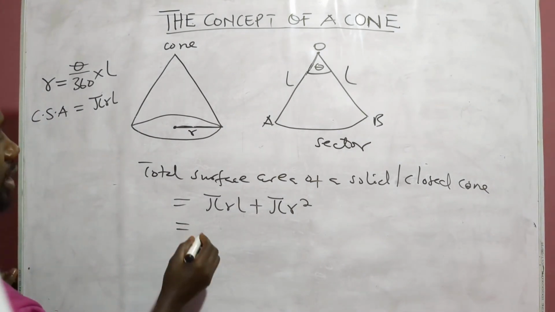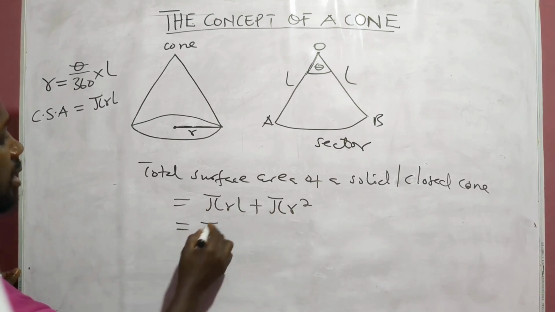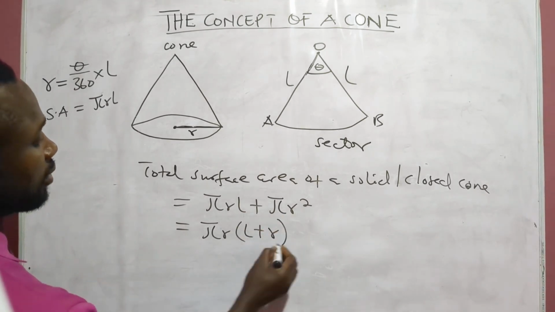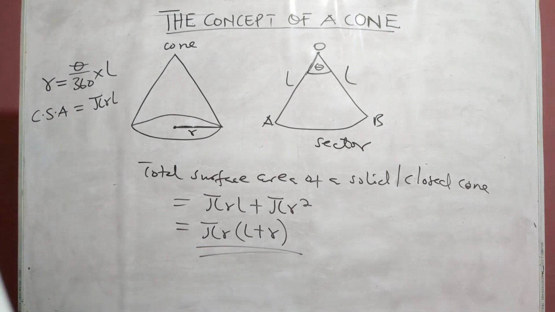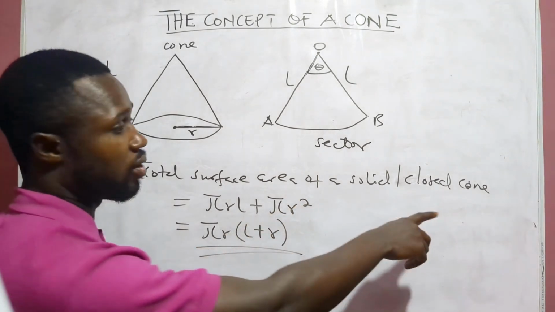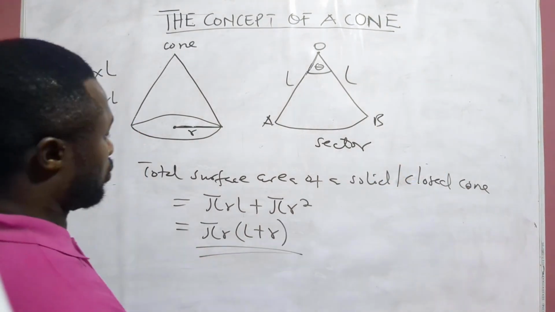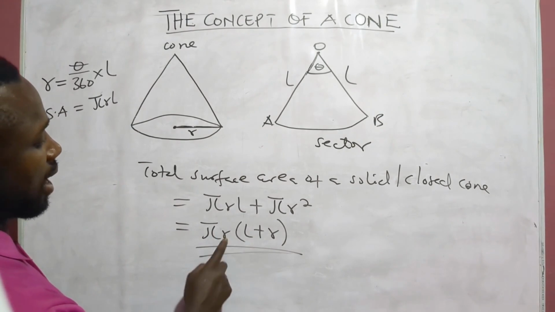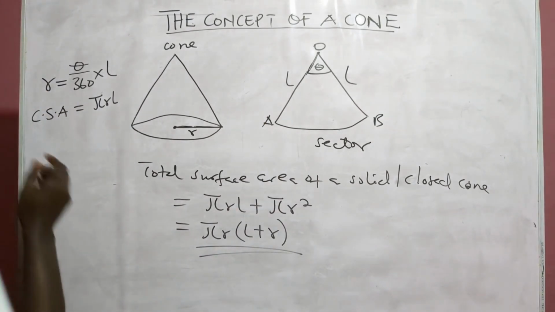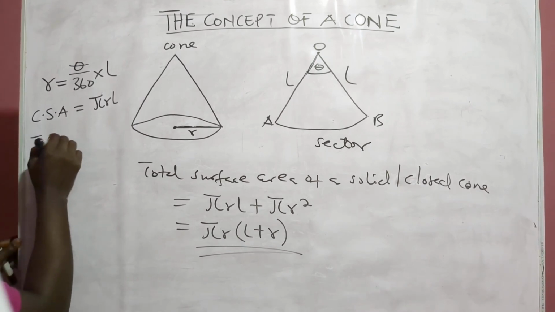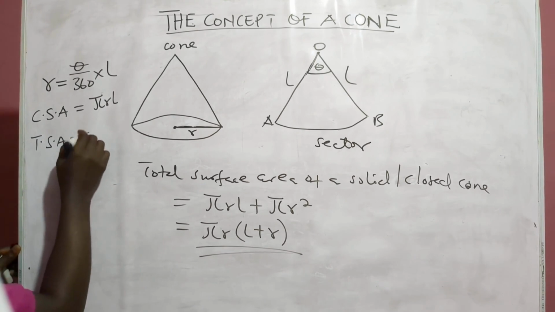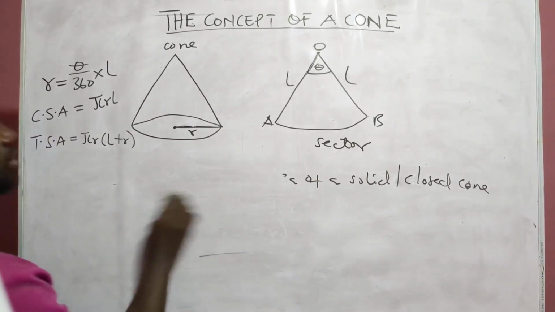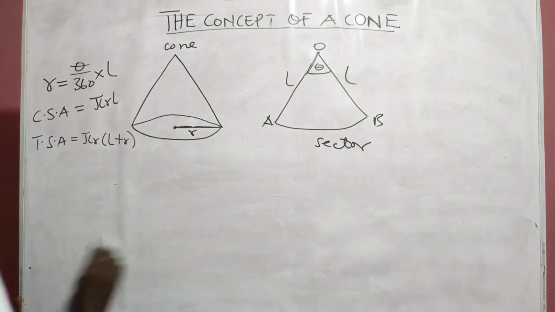So here we can do factorization. Pi R is here, pi R is here. So we can factorize pi R out, and what will be left is L, and here we will be left with R. So the total surface area of a solid or closed cone becomes pi R into bracket L plus R. That is pi RL plus pi R square. That is about the total surface area of the cone.